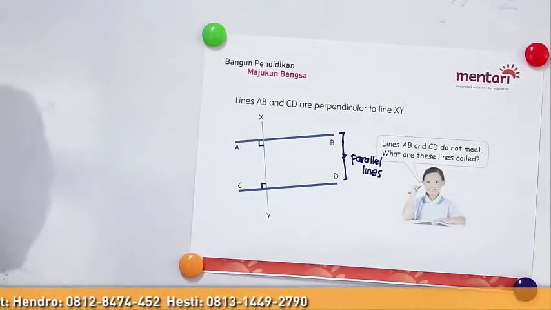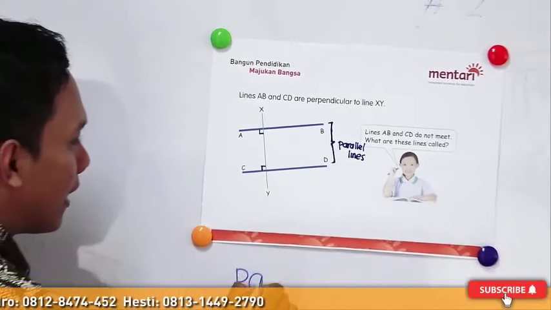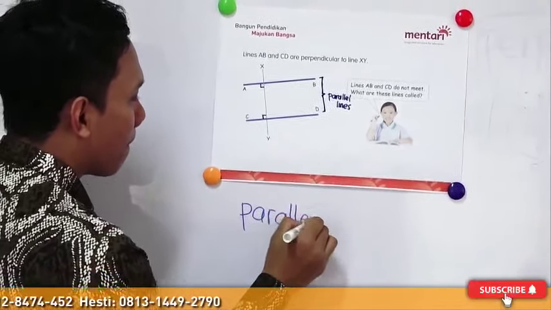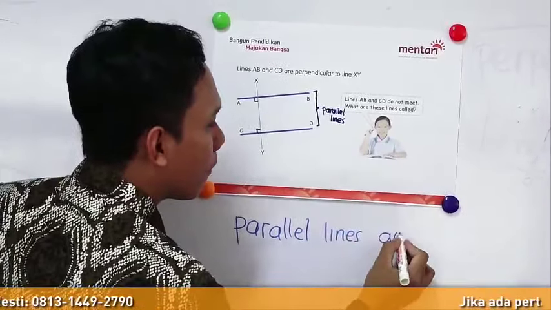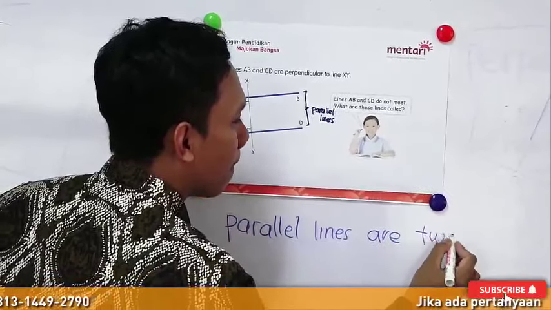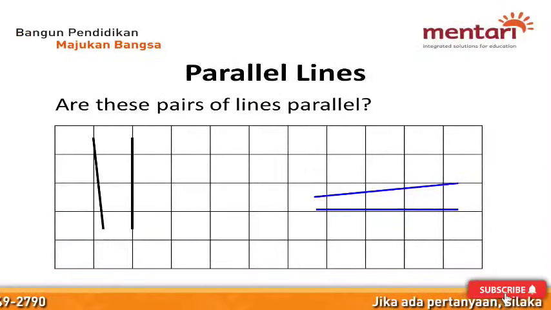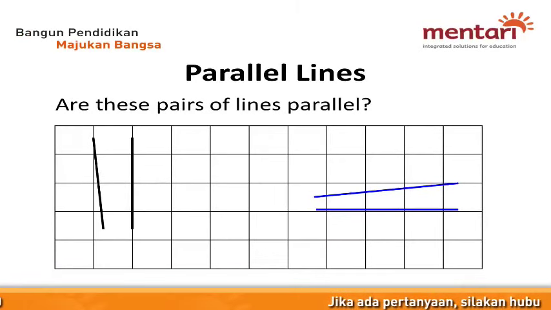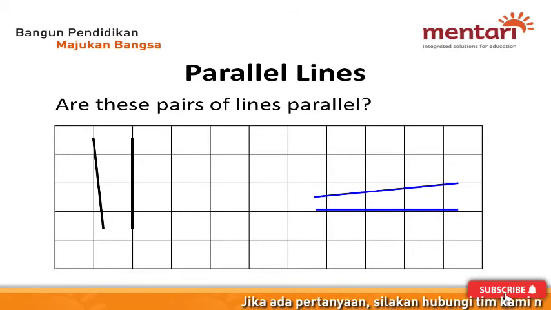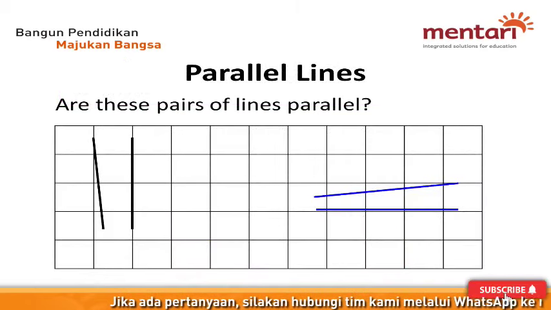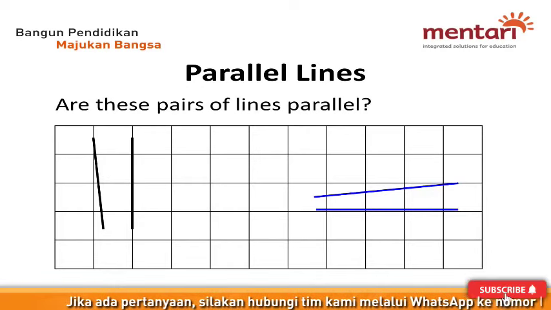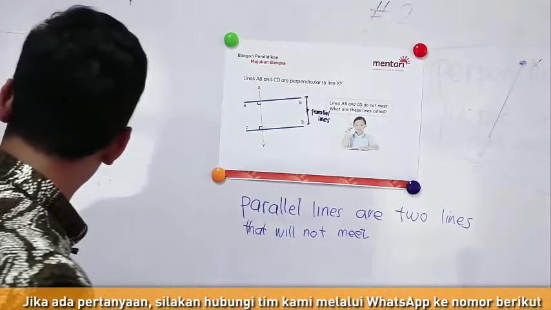So what are parallel lines? Parallel lines are two lines that will not meet. This is parallel lines. All right? So you know already about parallel lines.